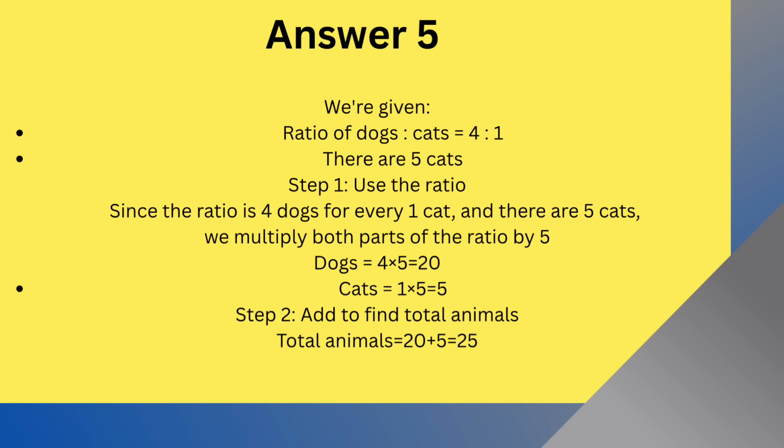Step 1. Use the ratio. Since the ratio is 4 dogs for every 1 cat, and there are 5 cats, we multiply both parts of the ratio by 5. Dogs equals 4 times 5 is equal to 20. Cats equals 1 times 5 is equal to 5. Step 2. Add to find total animals. Total animals equals 20 plus 5 equals 25.